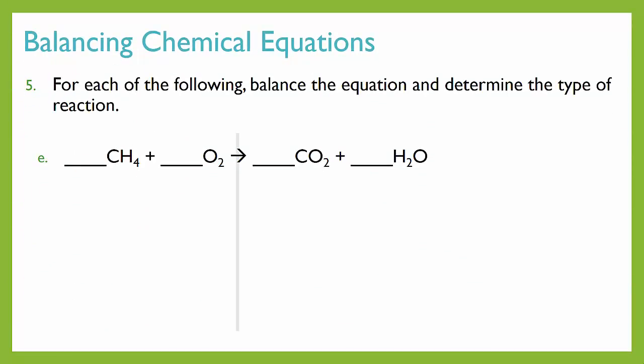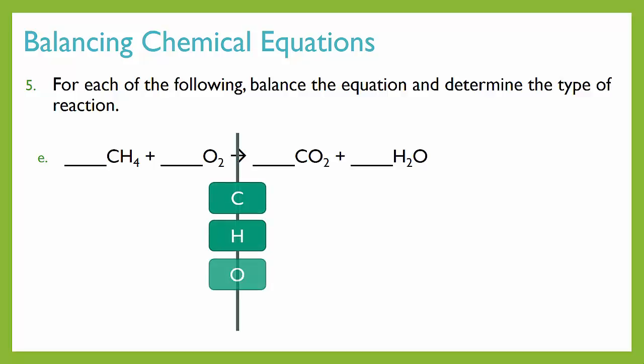The next one, we have methane, CH4, reacting with oxygen. So I've got 1 carbon, 4 hydrogens, and 2 oxygens on my reactant side. And then on my product side, 1 carbon, 2 hydrogens, and be careful, 3 oxygens. I have oxygen in 2 places, with the carbon dioxide as well as with the water.